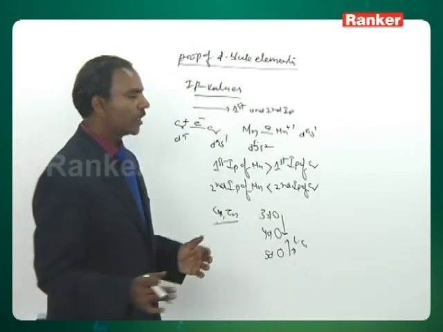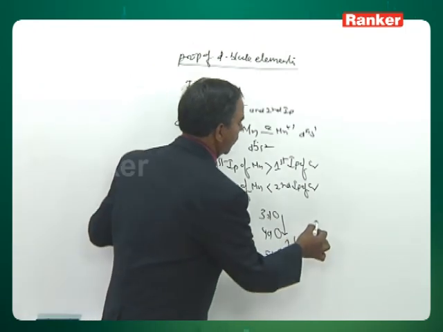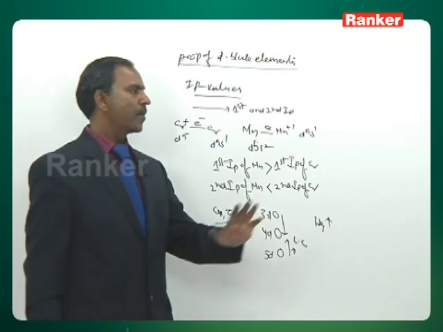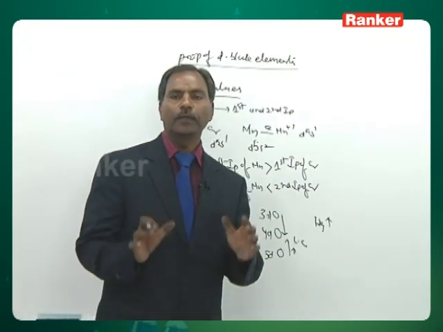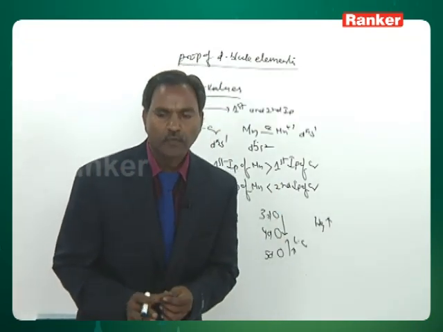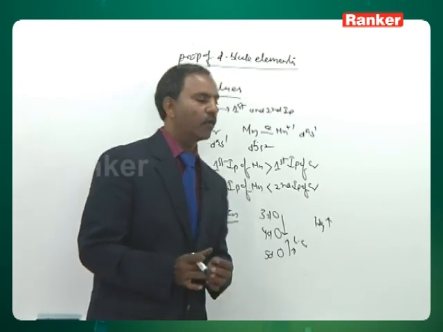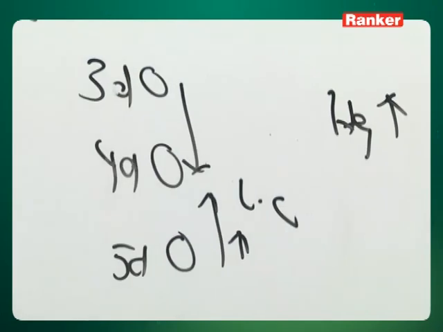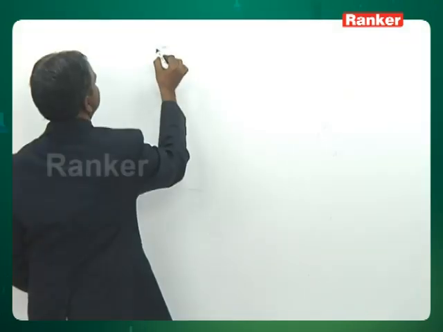Next, remember, it is very important: among all the metals in the periodic table, mercury has the highest first IP. This is about the IP values of the D block elements.